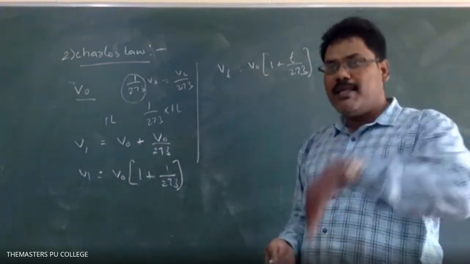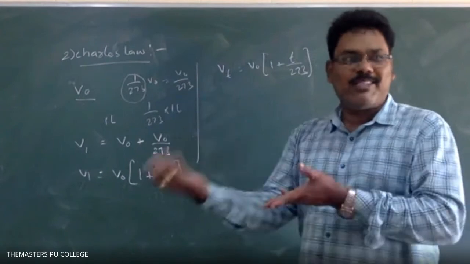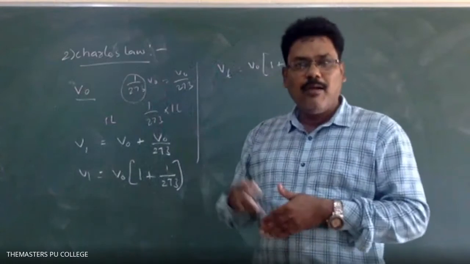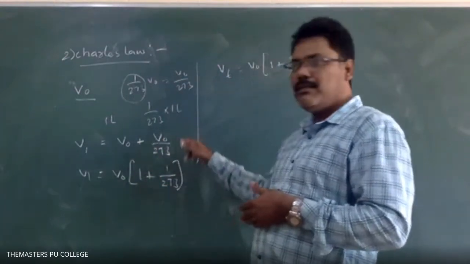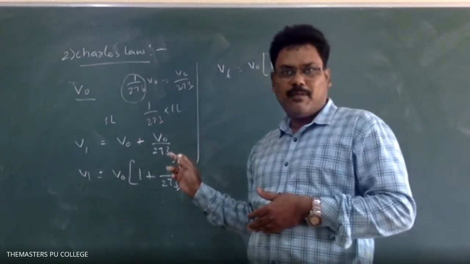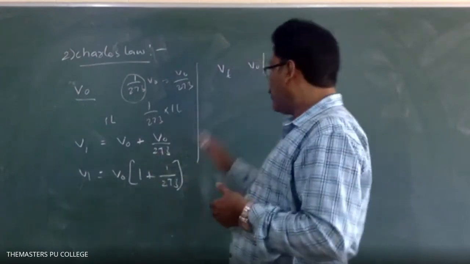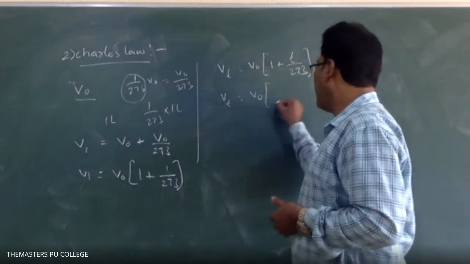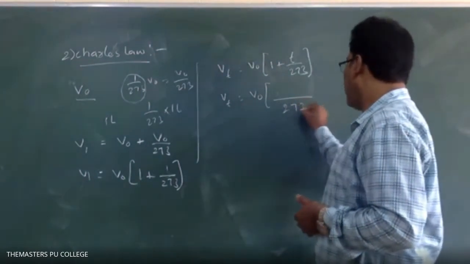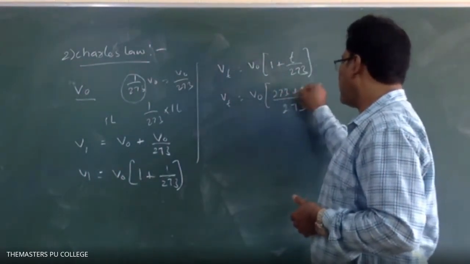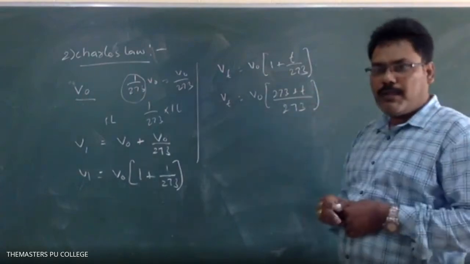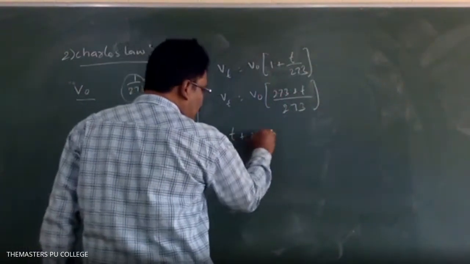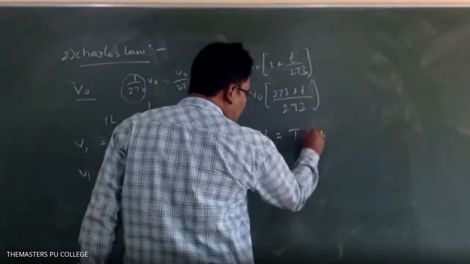Like that, if you take decreasing, you have to take minus. Increasing means you have to add. If it is decrease, you can take V naught minus V naught by 273. Okay? Right? So now this can be written as Vt equal to V naught into 273 plus T by 273. So here this T plus 273 can be written as T Kelvin temperature.